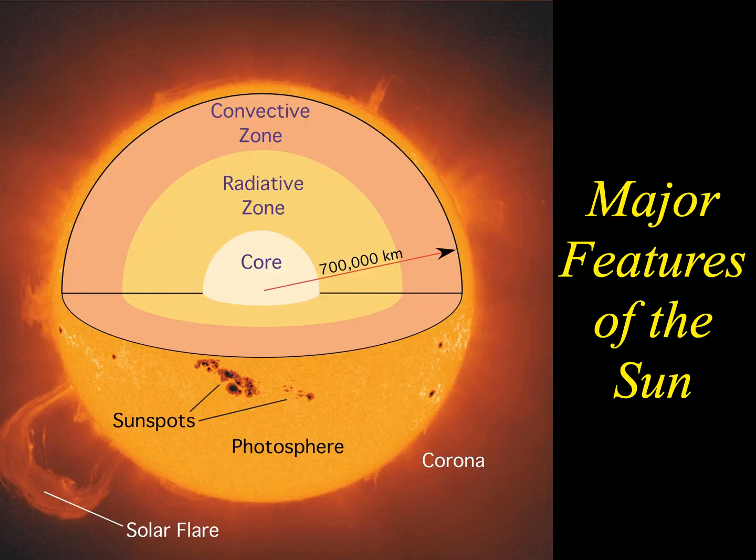These are some of the major features of the sun. So the outer surface of the sun is called the photosphere. On this photosphere, we see dark spots that are called sunspots. The corona is the atmosphere of the sun, and it's much hotter than the sun's surface. And the cutaway shows us the core, where fusion is taking place. The distance from the center of the core to the sun's edge is 700,000 kilometers.